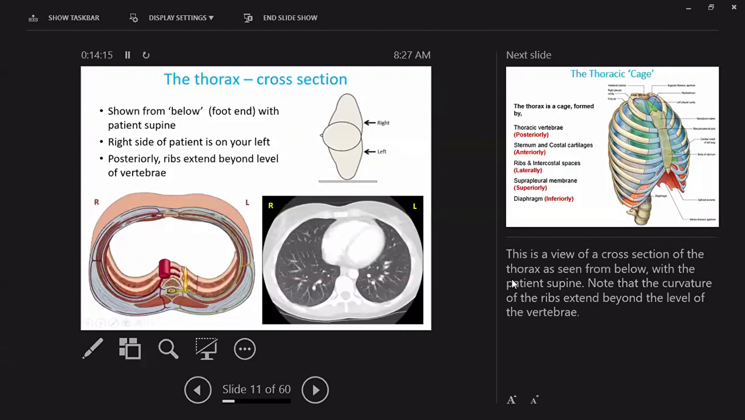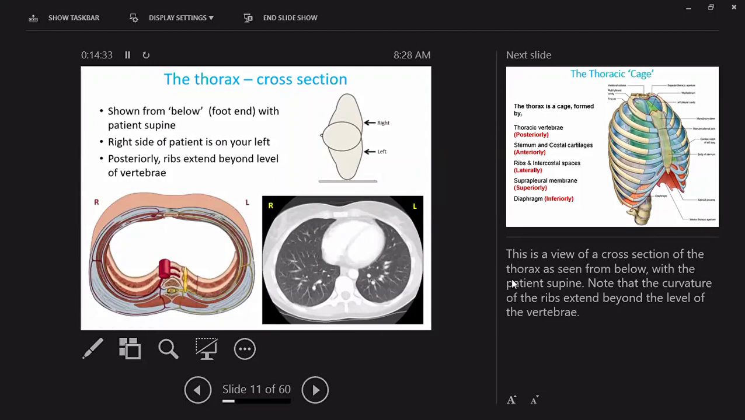So I have put a CT scan to show you the similarities of the two. This is basically how you see a CT scan. So right and left, we look at CT scans from the foot end. I think Dr. Dari might have taught you this. If not, she will tell you.